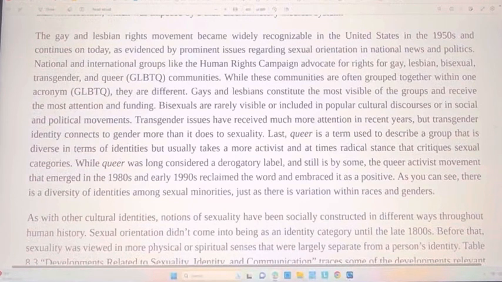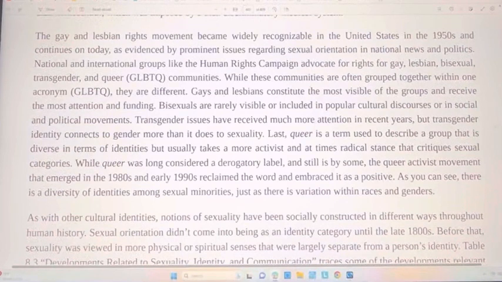National and international groups like the Human Rights Campaign advocate for rights for gay, lesbian, bisexual, transgender, and queer communities. While these communities are often grouped together within one acronym, GLBTQ, they are different. Gays and lesbians constitute the most visible of the groups and receive the most attention and funding. Bisexuals are rarely visible or included in popular cultural discourses or in social and political movements.